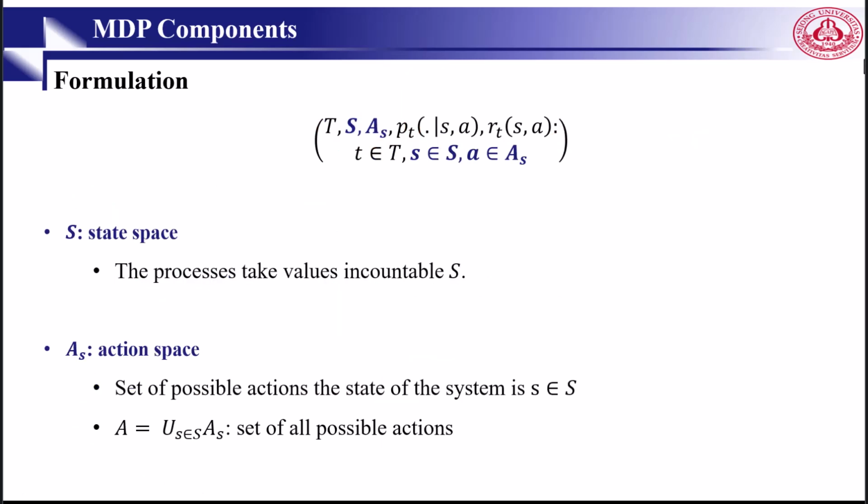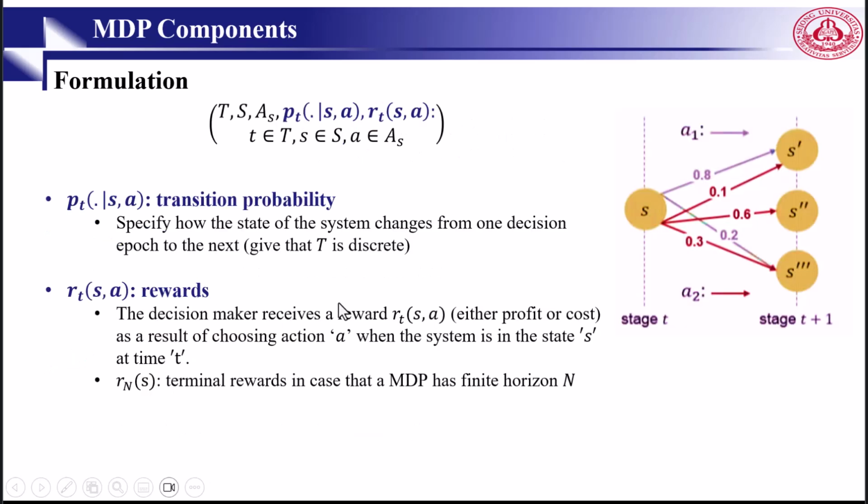So I already explained the state, right? We have some state, and when an agent takes an action, it moves from one state to another. A is all possible actions, a set of possible actions for the agent. Then we have here P t. In one state, taking an action, we move to a new state. What is the probability? P t of the new state given s and a is the transition probability. This specifies how the state of the system changes from one decision epoch to the next.